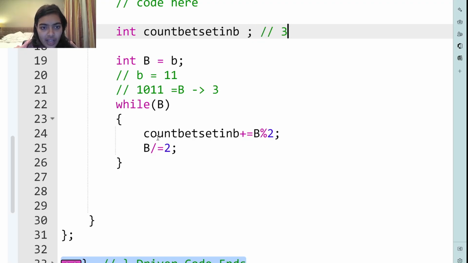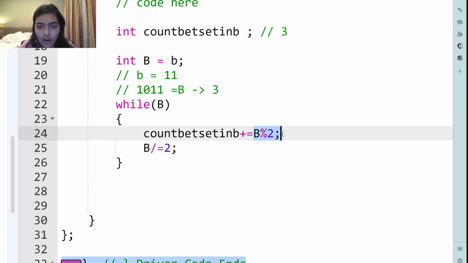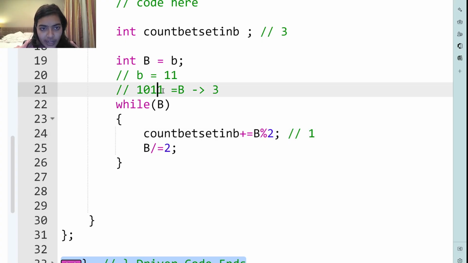So how do I find the answer? I'm taking the last value. The last value is 1, because I'm doing b mod 2. b mod 2 checks the last remainder. If it is 1, here it will count 1. Here if I do b mod 2, I get the remainder 1, because the last digit is 1, so I count 1 bit. Now I divide it by 2. When I divide the number by 2, the last digit just goes off, and I have this number remaining.